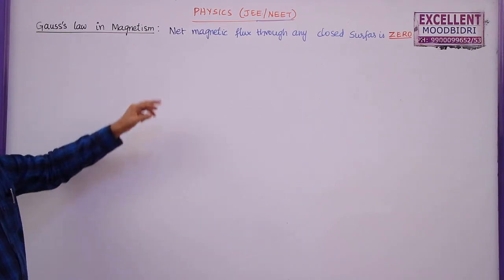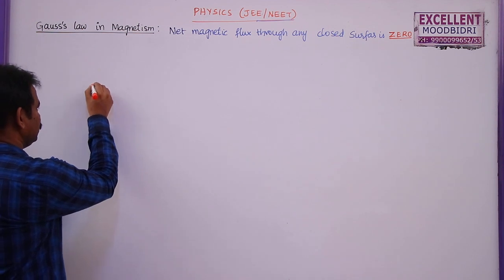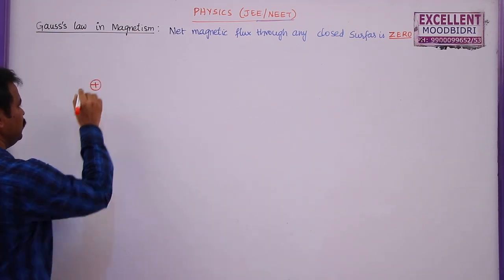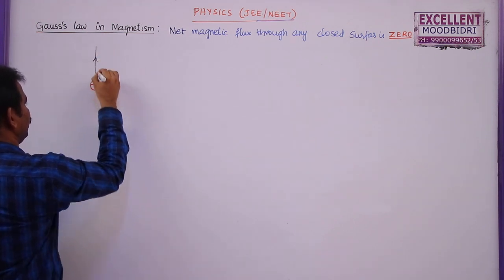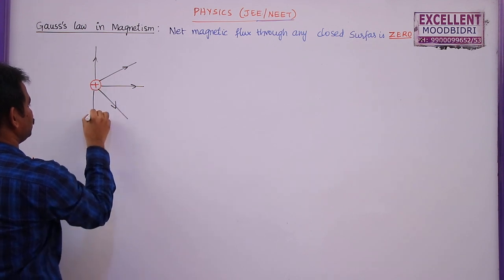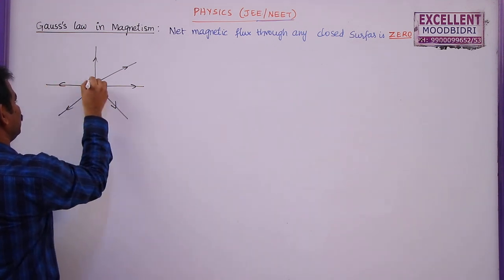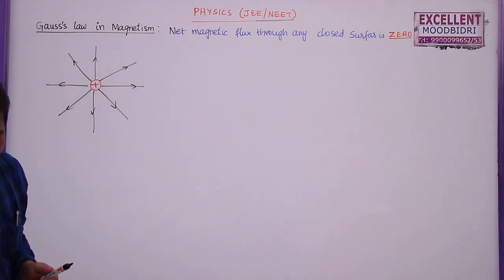In magnetism, the net magnetic flux through any closed surface is zero. Suppose you take a positive charge in electrostatics: the lines of force always start from a positive charge and move away from it. So what is the total number of field lines passing through a given closed surface?